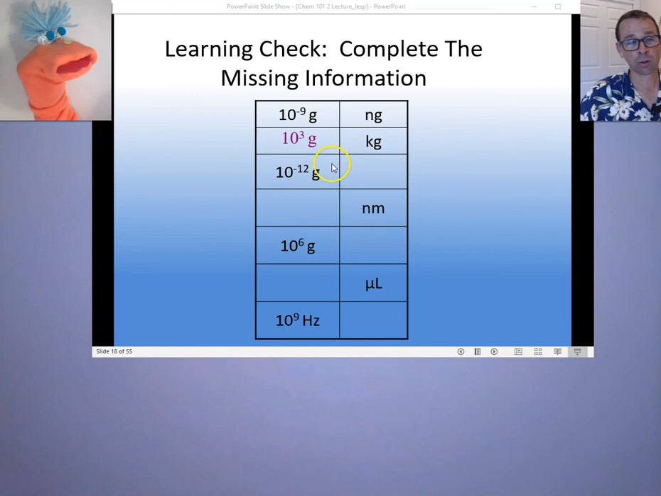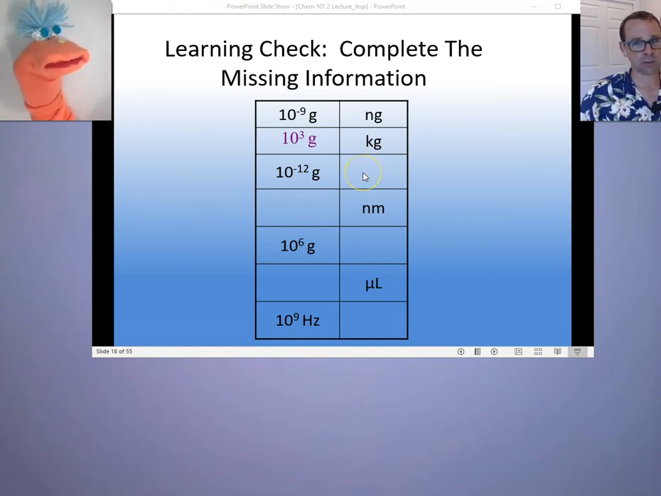Oh, yeah, okay. So 10 to the minus 12 grams? How many grams would we call that? Minus 9 was nano. Minus 12. Is that the pico? That's right. Picograms. So nanometers, 10 to the what? 10 to the minus 9 meters. Very good.